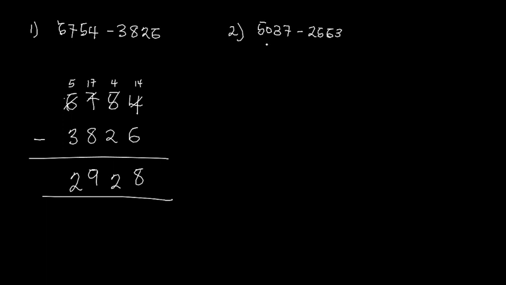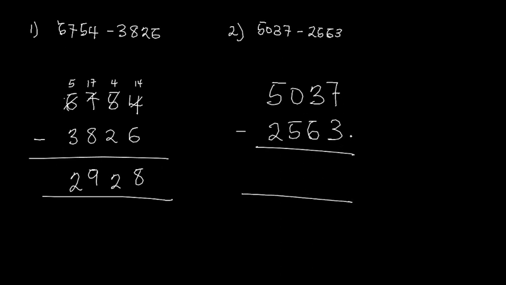Alright, let's have a look at our second example. So we have 5,037 minus 2,563. So we do the exact same thing. 5,037 minus 2, 5, 6, and 3.